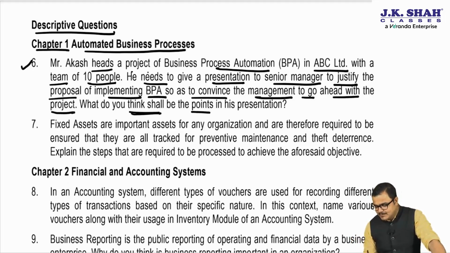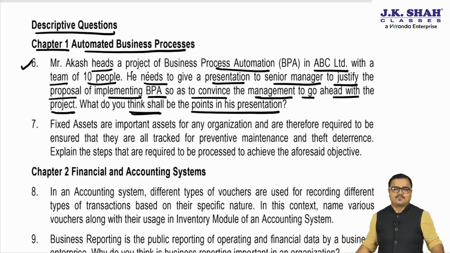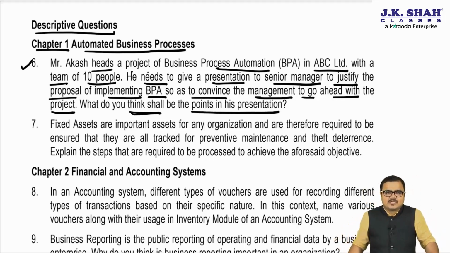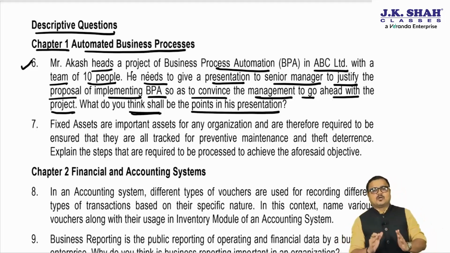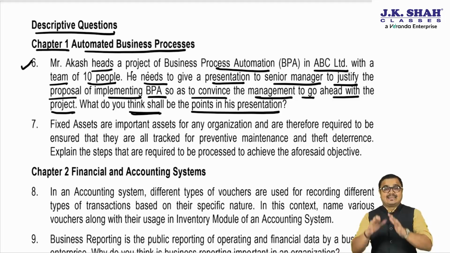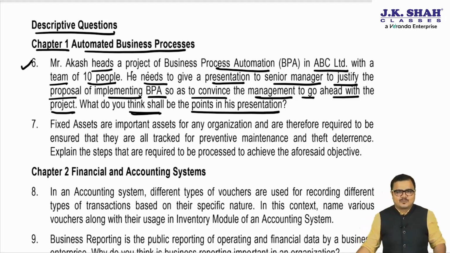What do you think shall be the points in his presentation? Now, very simple question they had asked you. If you want to tell somebody business process automation is one of the very important and required things for our organization, how would you like to justify this? How would you like to convince your top level management?